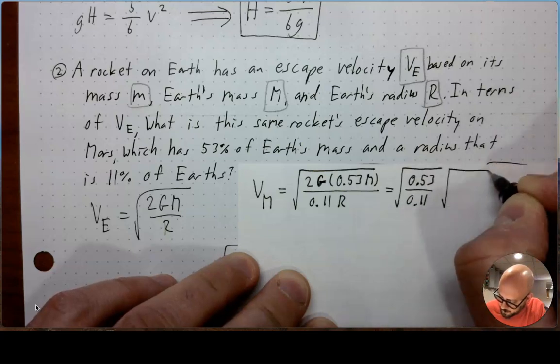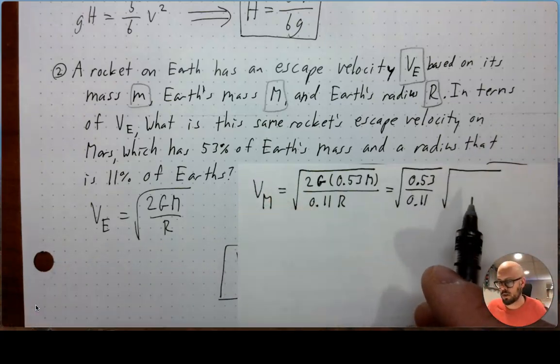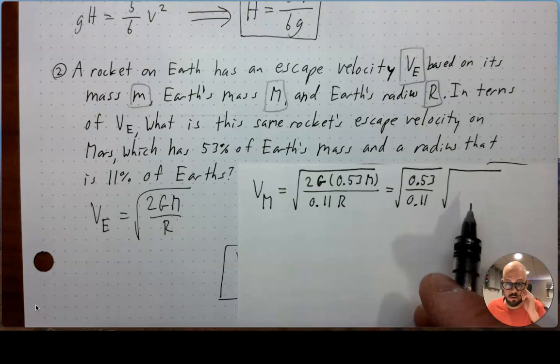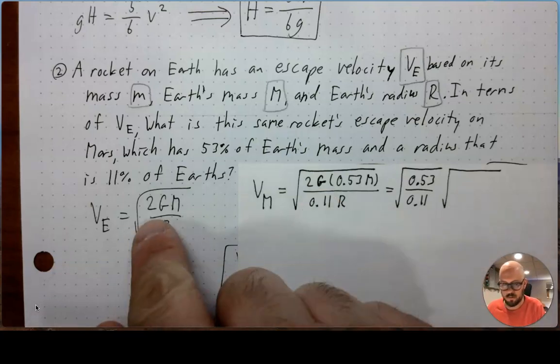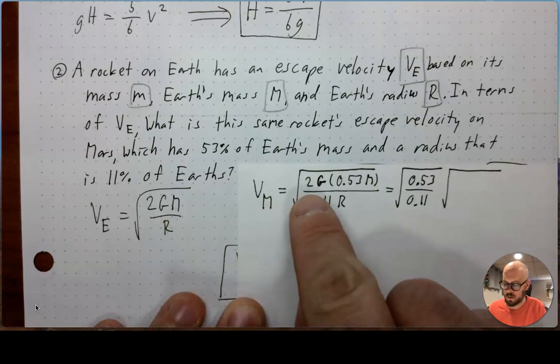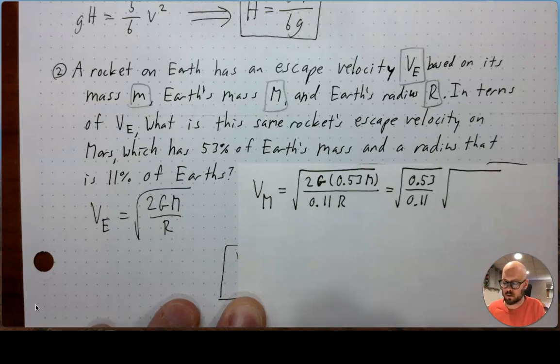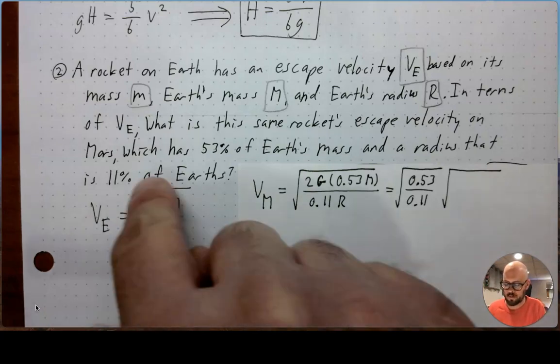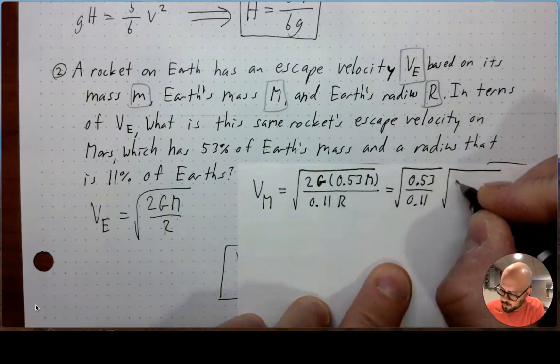Now, it's really important that you understand why the 2 didn't come along with it. I've answered this question a lot all throughout the year. It's a really common question in this course. The 2 doesn't come along here because the 2 is a part of the equation. The 2 is not something that tells us anything about Earth or Mars. It only tells us about what the definition of escape velocity is and how you would calculate it in general. So that's not going to tell us the relationship. The numbers I put in, 0.53 and 0.11, they are important.